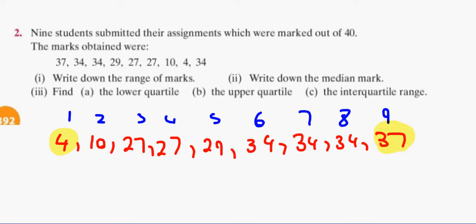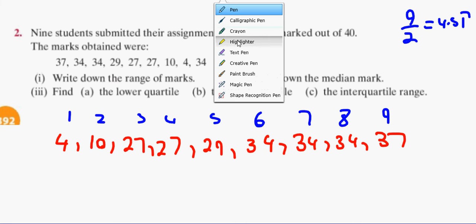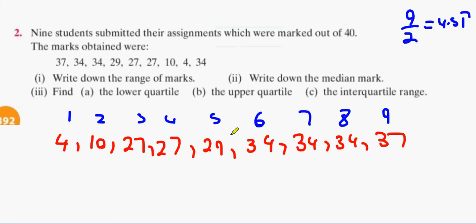Now the median. What's the middle of 9 people? 9 divided by 2 is 4.5, round up to 5. And what's that? 29. Right. Now, this is going to interest you.